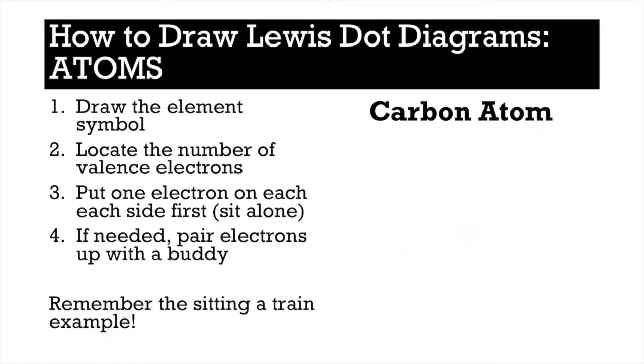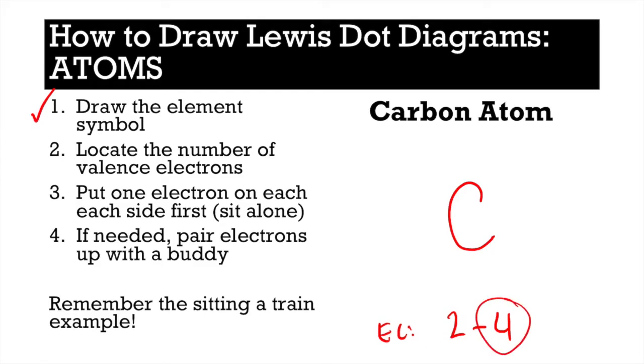So if we're looking at carbon, carbon is C. Carbon's electron configuration is 2-4. So how many valence electrons does carbon have? You should think 4. And then you do 1, 2, 3, 4. And that's it.